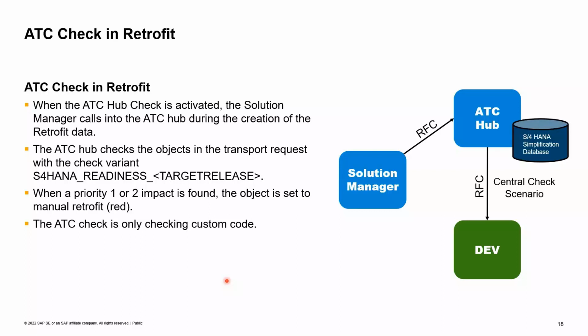And this means also that during the creation of the retrofit data, we will connect and call the S/4 ATC hub, based on this S/4HANA readiness check. Based on the priority 1 and 2, we will set that to manual, to a red case. This means you need to check in the simplification phase if there is something wrong and which things need to be done to solve and overcome this issue.